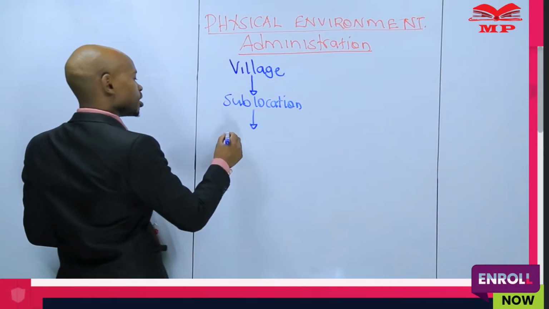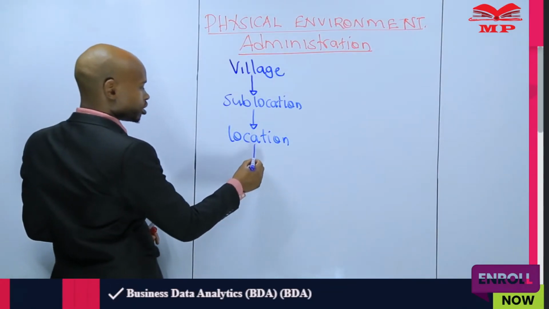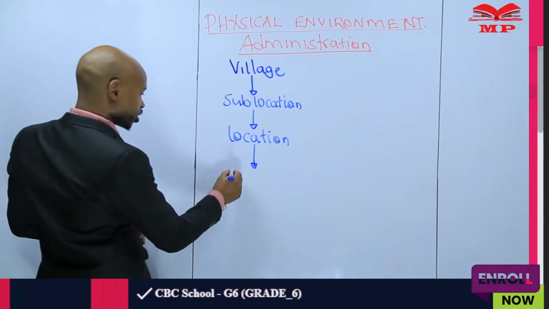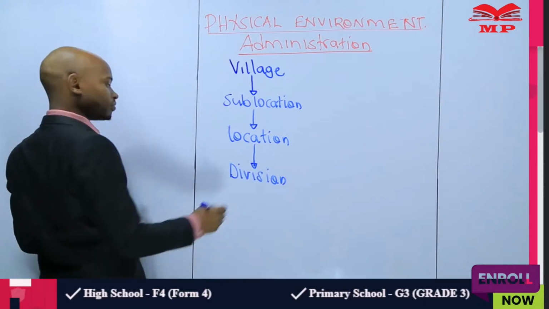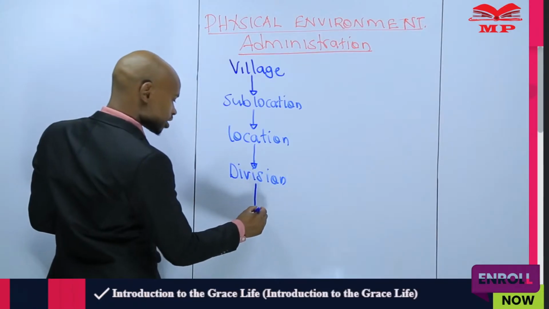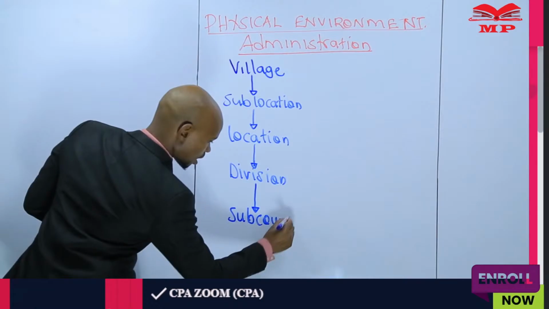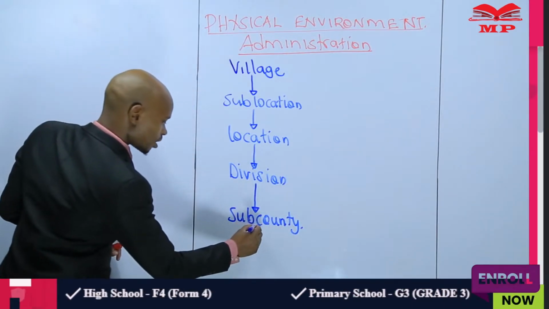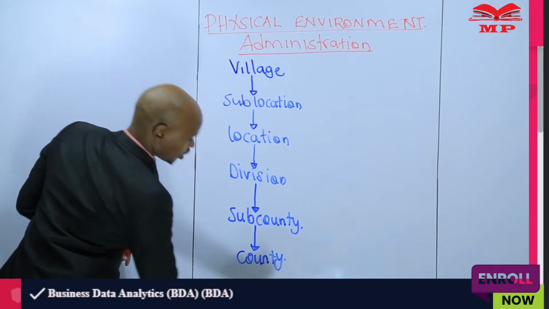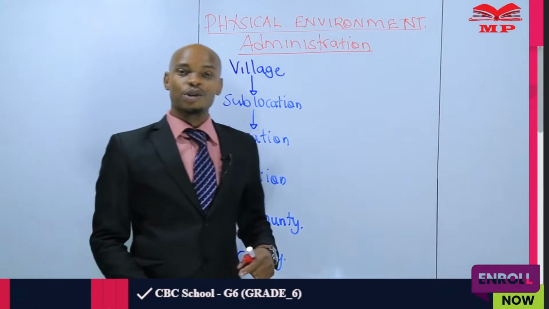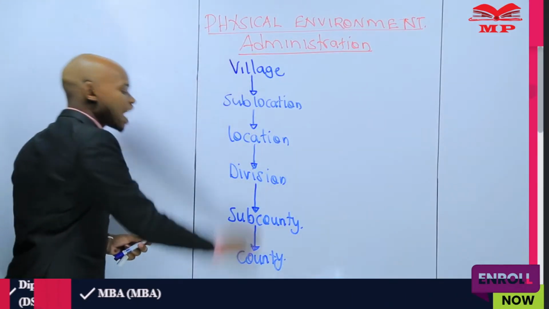Many sublocations make a location. Many locations make a division. Many divisions used to make a district, but right now they make what we call a sub-county. And many sub-counties, of course, will make a county. And in case you'd want to add another one, many counties make a country. This is the administration hierarchy.